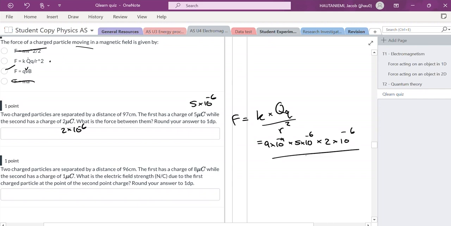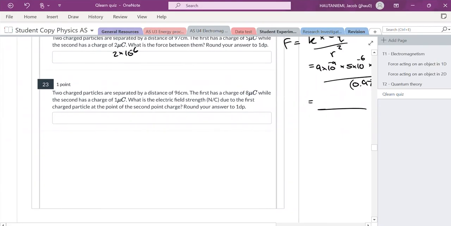And it's got a distance between them of 0.97 meters. It has to be converted. And we'll square that. And then that's whatever the answer is. Okay, two charged particles are separated by a distance of this. The first one is a charge of this, while the second is a charge of this. What is the electric field strength?